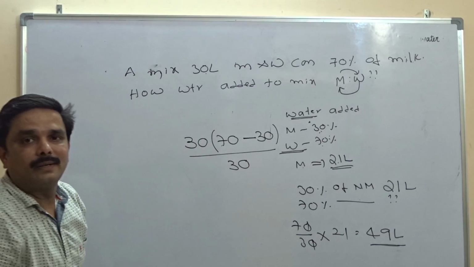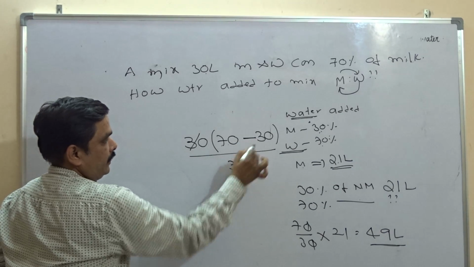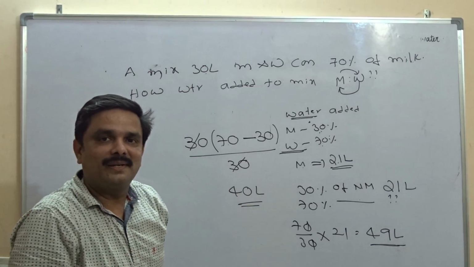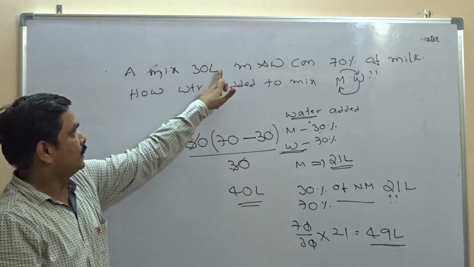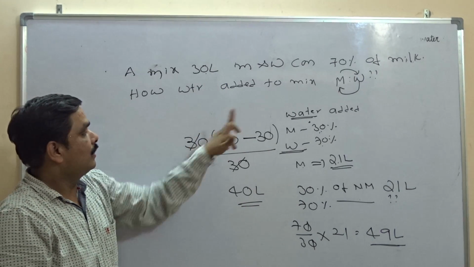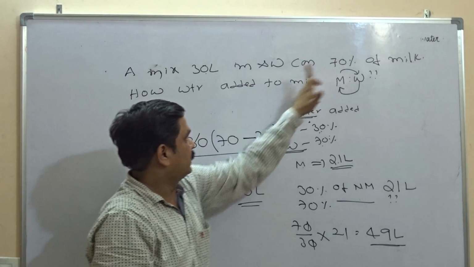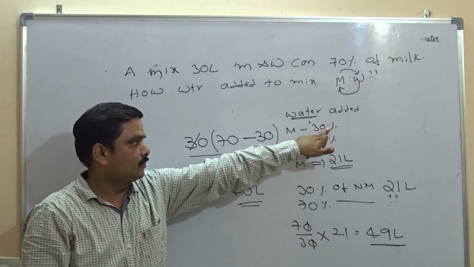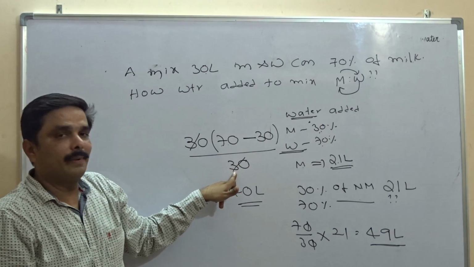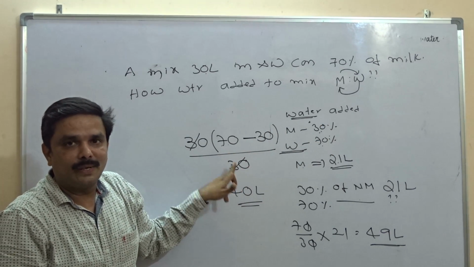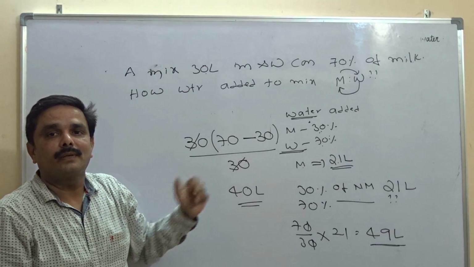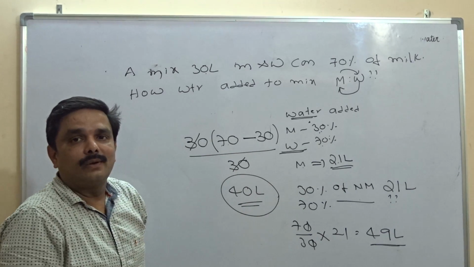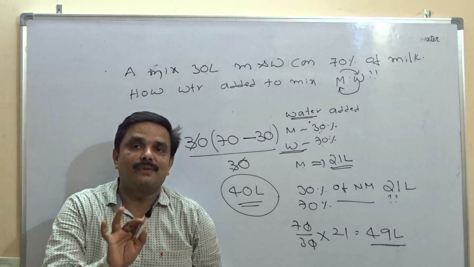This is 30. Now 30 gets cancelled. My answer is 40 liters. How simple is this, right? So now, the simple way: first you take the original quantity of mixture, after that you take this 70, the original one, minus the resultant mixture, this is 30, divided by the original one, which is 30. Just go for this and you are going to get 40 liters. Always do this type of questions in this way.